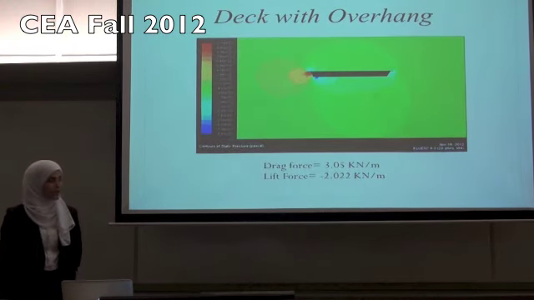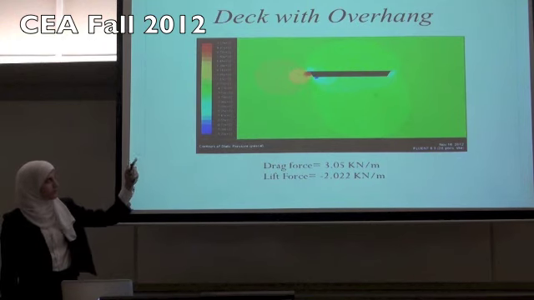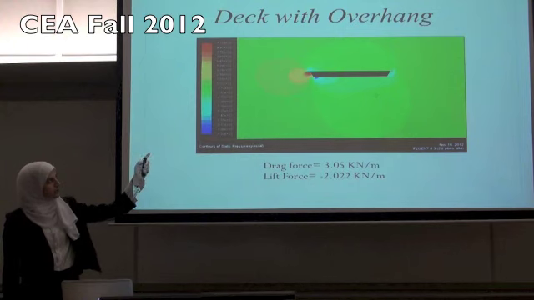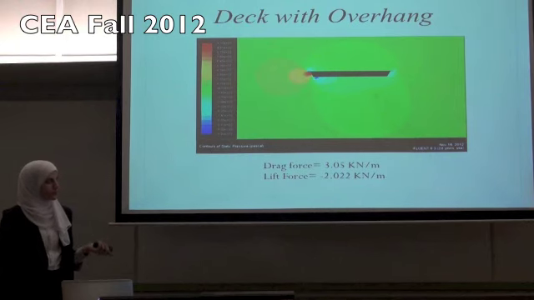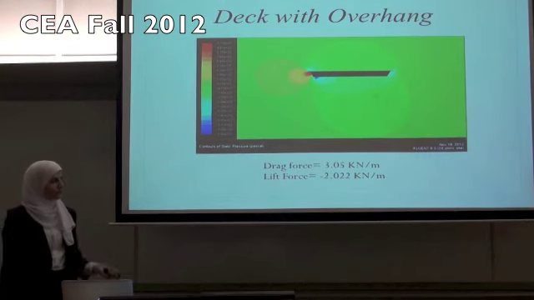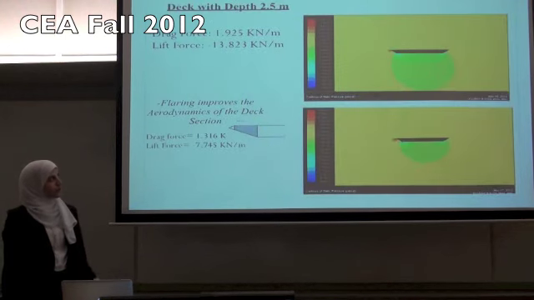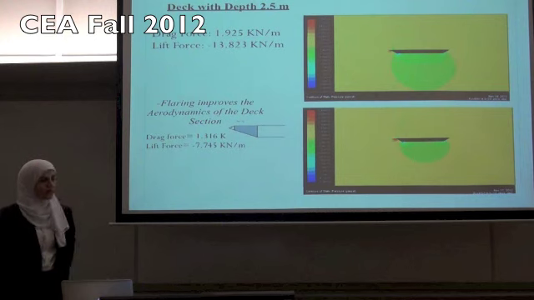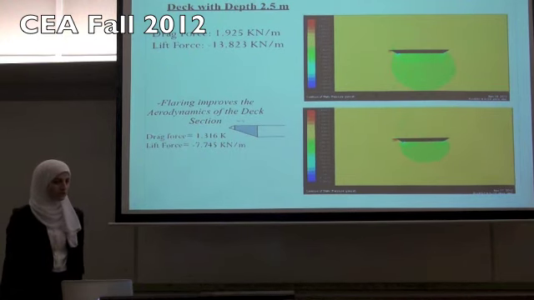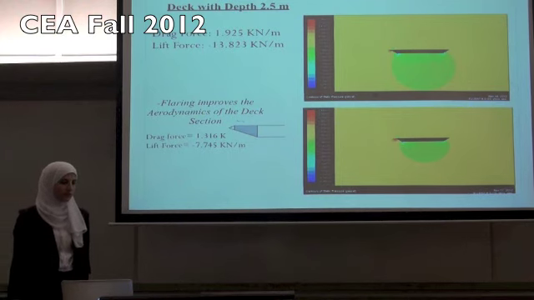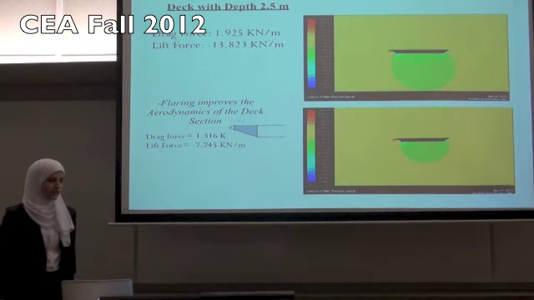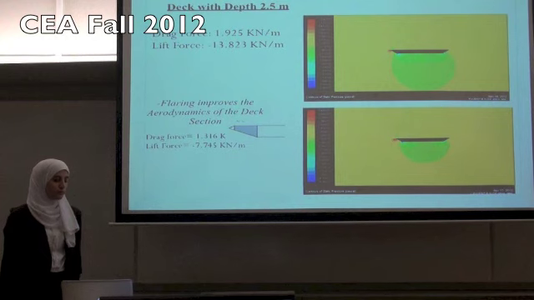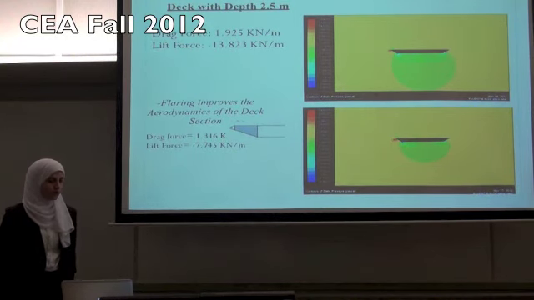For the deck with an overhang, as you can see, there's very turbulent flow and pressure concentration at the front edge of the deck. And you have a drag force of 3.05 kN/m, and lift force of -2.02 kN/m. However, when we omitted that overhang, the drag force reduced to 1.9 kN/m, and the lift force increased to -13.8 kN/m. And finally, we added the flaring part. The drag force is reduced more to become 1.3 kN per meter, and net force -7.4 kN per meter.